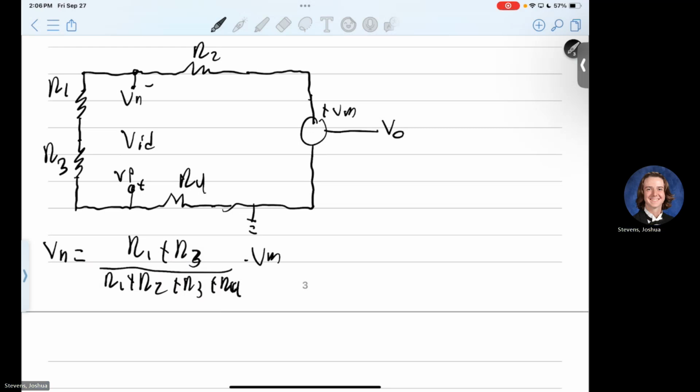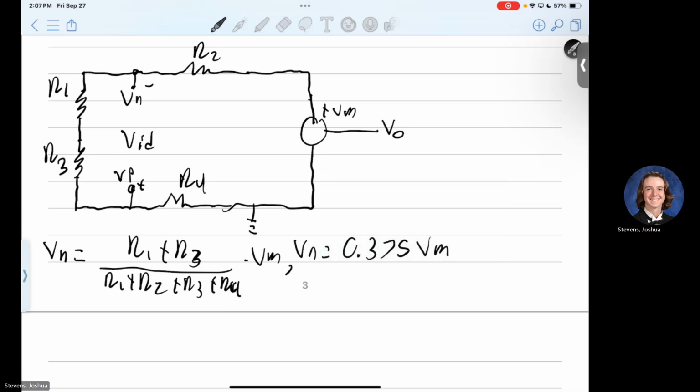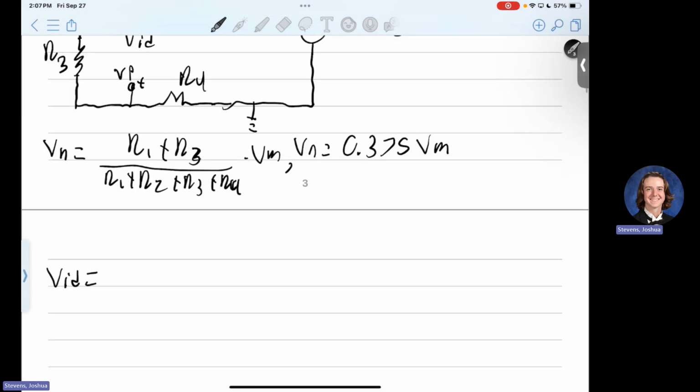I should say the calculations, 0.375 Vm. I shouldn't say negative. We'll just do this for right now. Okay? You want me to actually put the numbers in there, or are we good with the actual? Cool, cool. Okay. Now, VID is the negative of what we just found. Negative 0.375 Vm. Are we in agreement?